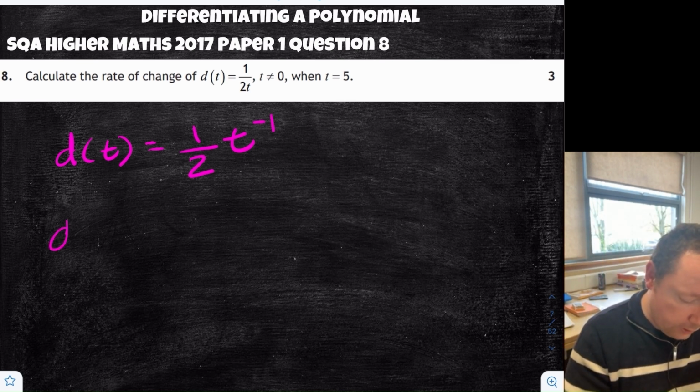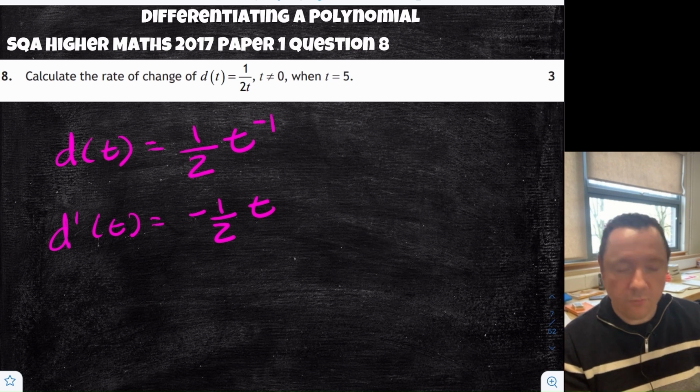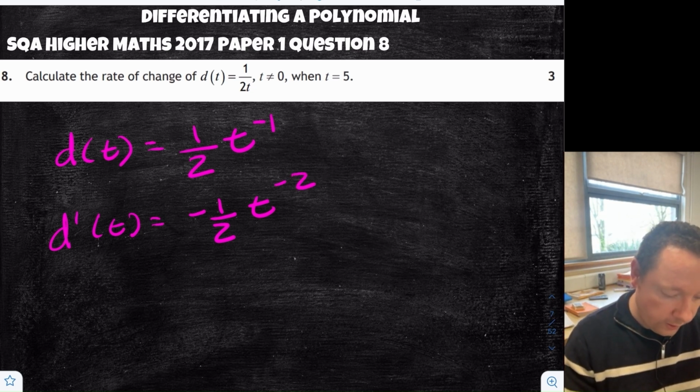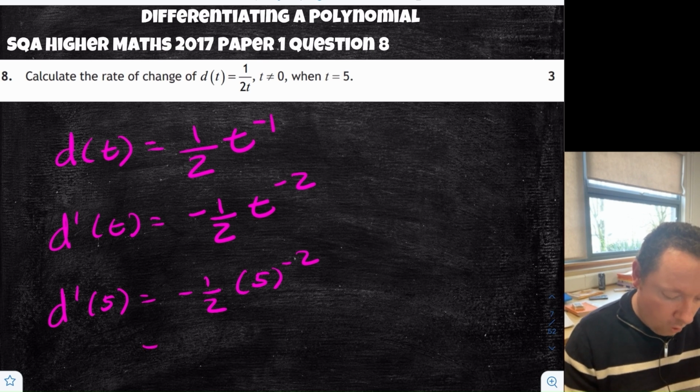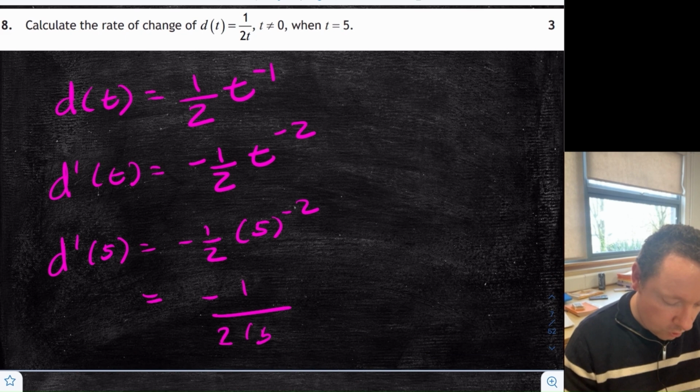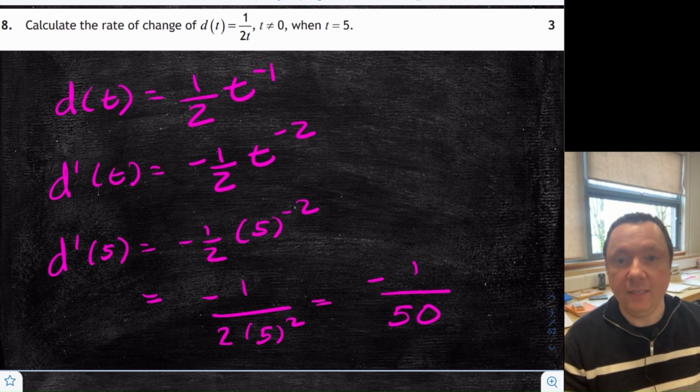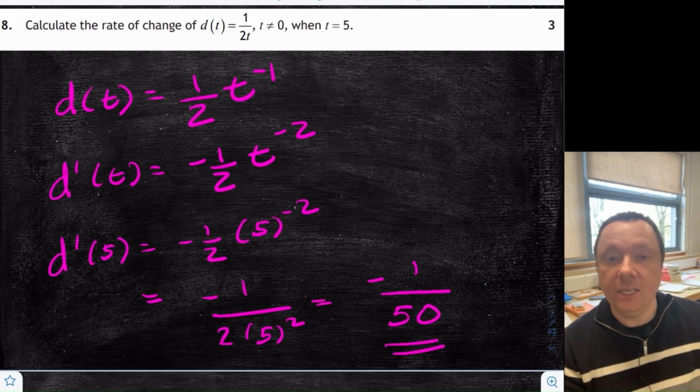Once we do that, d dash t, take the minus 1 down, so we get minus a half t. Take away 1 from the power, we get minus 2. Now we have to work it out when t is 5. So d dash 5 is equal to minus a half times 5 to the minus 2, or minus 1 over 2 times 5 squared. Minus 1 over 2 times 5 squared is 50. So minus a 50th. Just a note, remember, rate of change means differentiate.